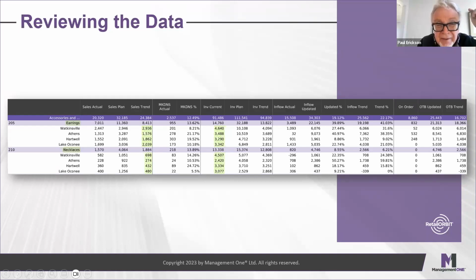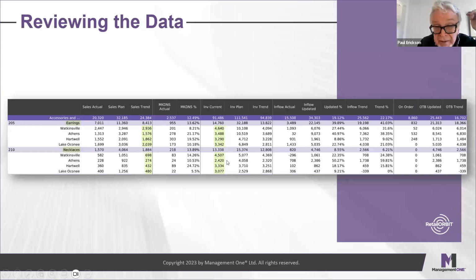What is different is sales. Look at the sales that we're trending to do this month. We're trending to do $8,400 in earrings, and we're trending to do $1,800 in necklaces. And every store in necklaces are down, even with the same amount of inventory in both necklaces and earrings. What is that telling you? I'm not so sure it's saying that necklaces are overstocked, because they're not.